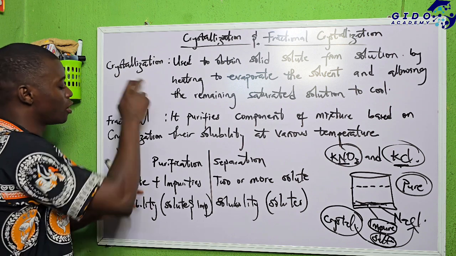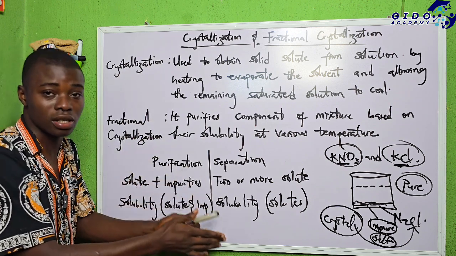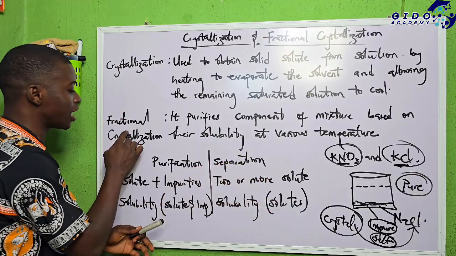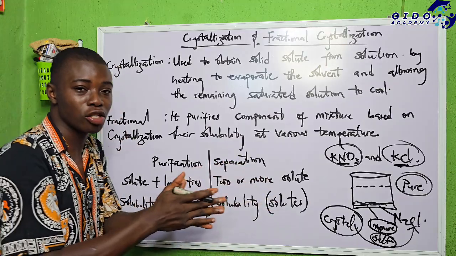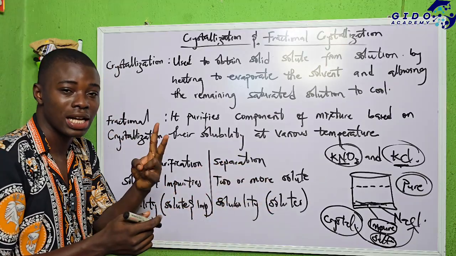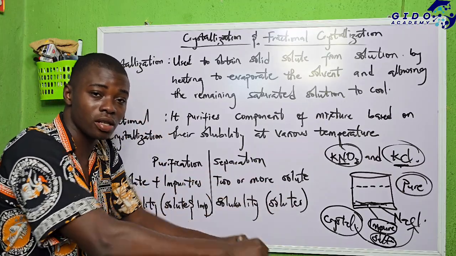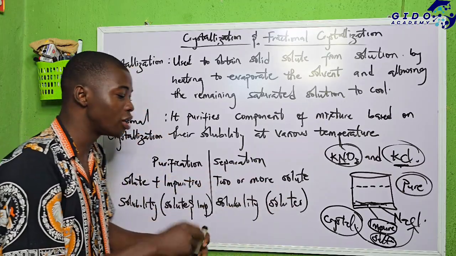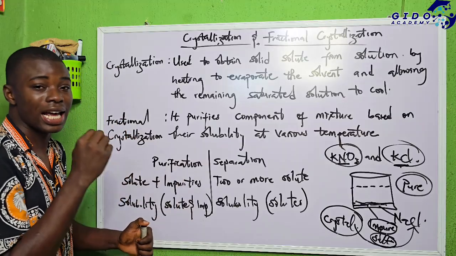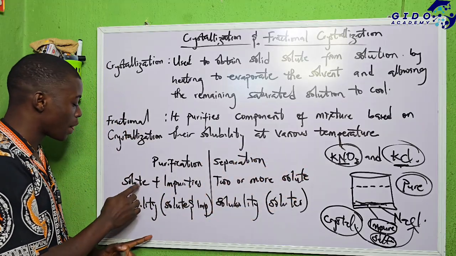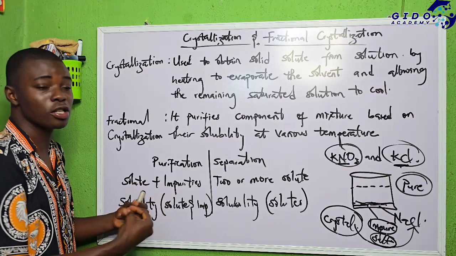Let's look at the difference again. Crystallization is talking about purification of salts. The salt is impure. We are trying to purify the salt. But fractional crystallization is not talking about purification. It's talking about separation of two salts that are dissolved in solvent. Two solutes dissolved in solvent. But these two solutes have different solubility. While for crystallization, the solute plus the impurity have different solubility.